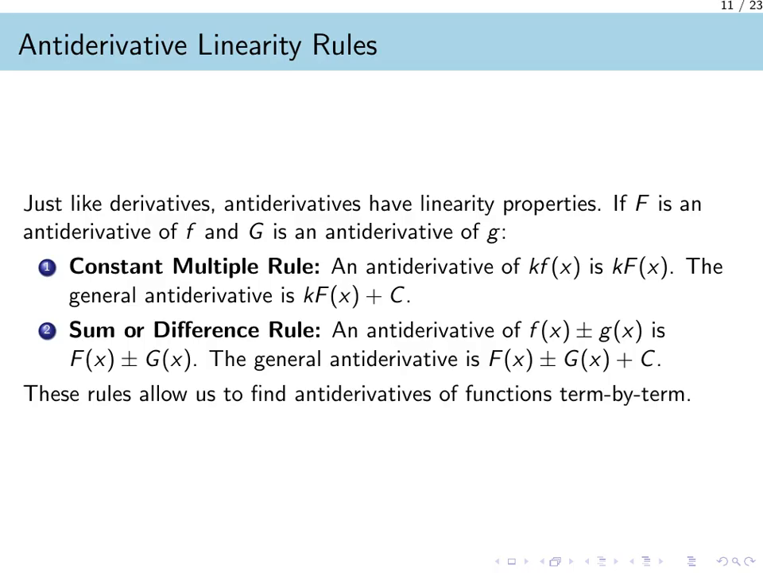For example, the antiderivative of 5 times x squared is just 5 times the antiderivative of x squared, which gives us 5 times the quantity x cubed over 3. When you combine functions this way, you only need to add a single constant of integration, c, at the very end. The essential point is that these rules let us find antiderivatives term by term, just as we did with derivatives.